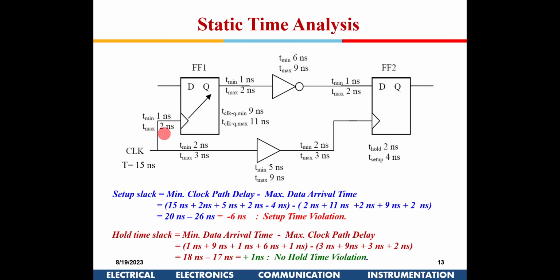And what about the data? Data I will take the slowest path, because the worst case scenario needs to be checked. So the slowest path is 2 nanosecond here, then 11 plus another 2 plus 6 plus 2 nanosecond. Now if I subtract these two, I am getting a negative value. That means the setup slack is negative, so there is a setup time violation. If I use T equal to 15 nanosecond, there will be a setup time violation in the worst case scenario.